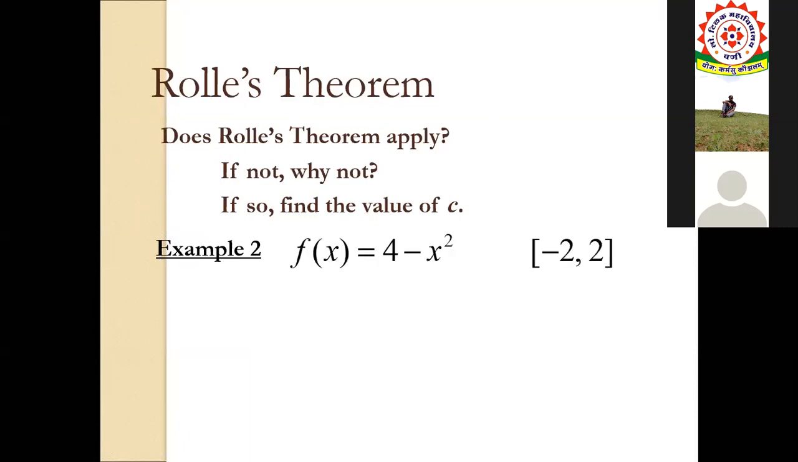Again, another example. Take out your notebook if you have one nearby, write the question and find the value of c where the derivative of the function is 0. Okay, your question is f of x is equal to 4 minus x square in the interval -2 to 2. Quickly calculate the value of c and write it in the comment box.